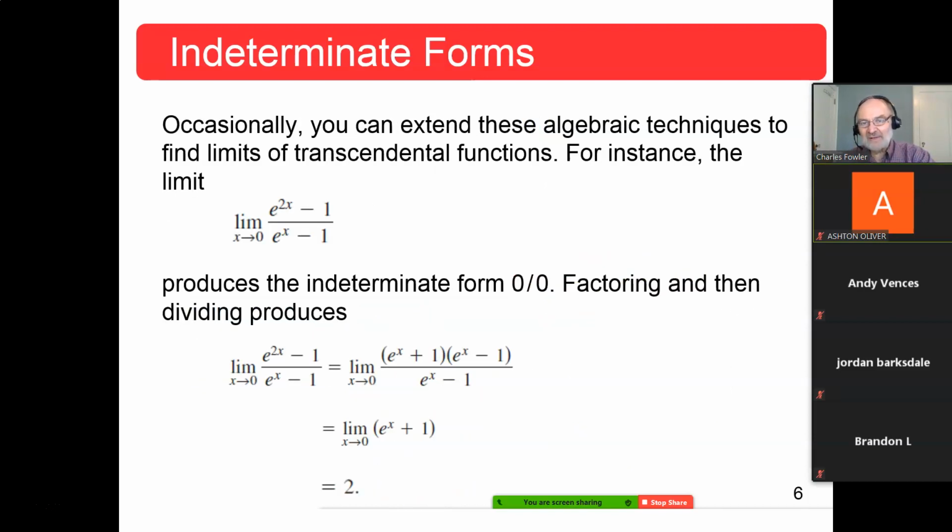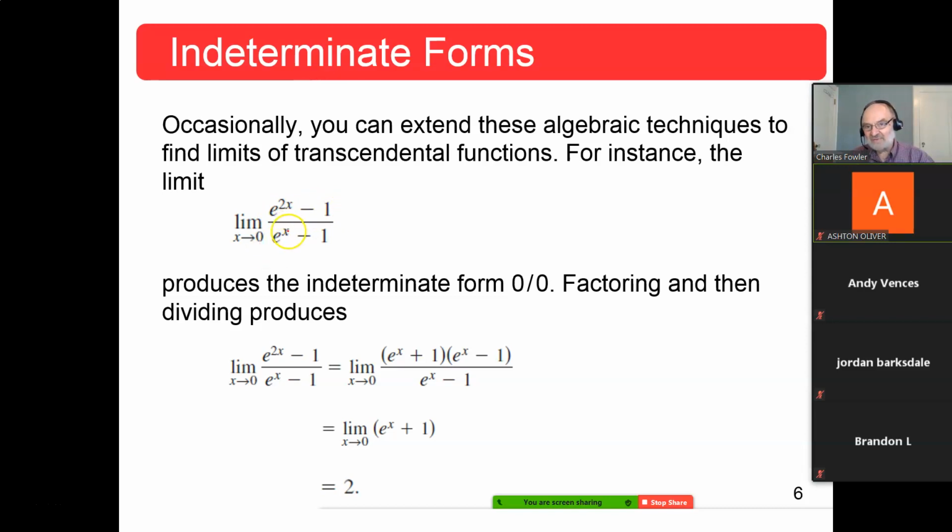Occasionally, you can extend these algebraic techniques to find limits of transcendental functions. Here's one. As x is going to 0, e to the 0, or 0 times 2 is 0. E to the 0 is 1. 1 minus 1 is 0.